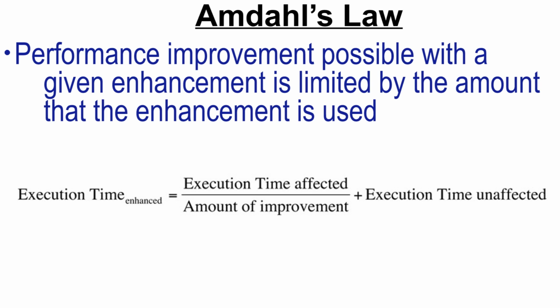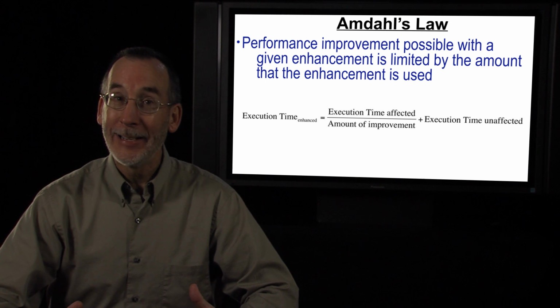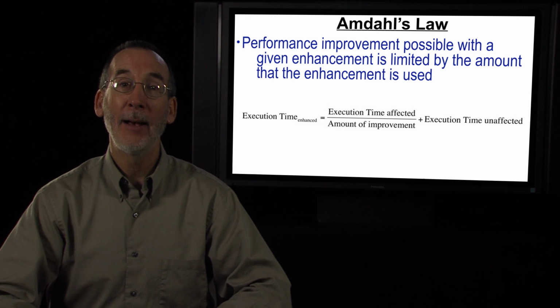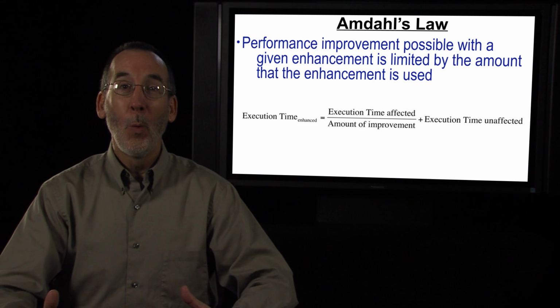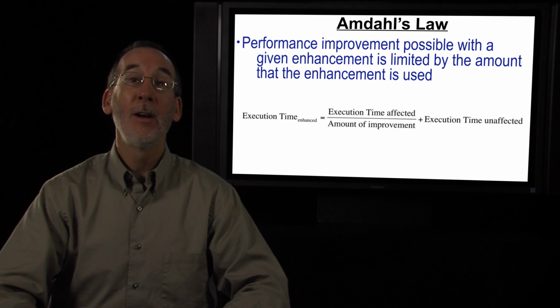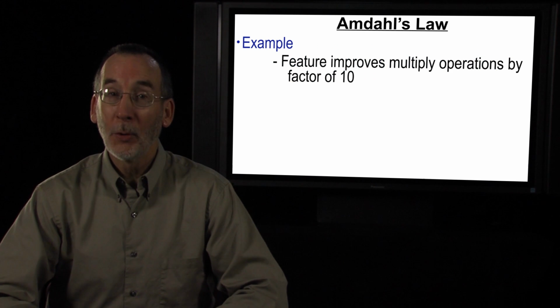Execution time enhanced, this is with my enhancement, equals the execution time affected by the enhancement over the amount of improvement plus the execution time that's unaffected. So what this tells us, if I have this great improvement idea, but it only affects a small number of instructions. So for example, let's say I have an enhancement to a square root. I have this great idea for a square root. Well, we don't use square root perhaps too much in our programs, so we expect to have a very small improvement in execution time.